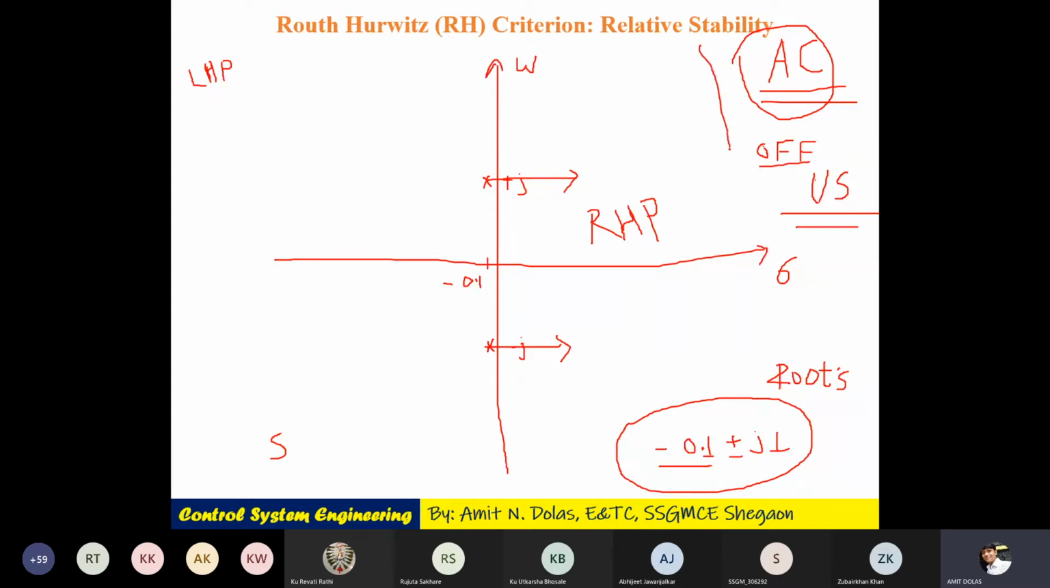So if there is a slight disturbance, or a slight power off for, say, a few seconds or a few minutes, then suddenly your system will jump from the stable region to the unstable region. And here your relative stability comes.